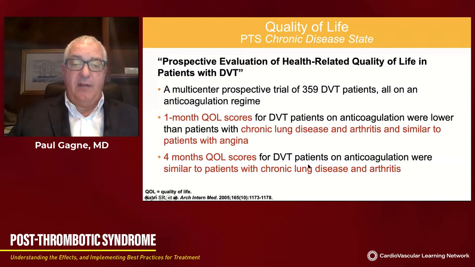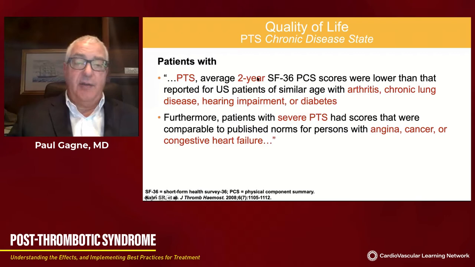When Dr. Khan looked at the quality of life at 2 years in these patients who had an acute DVT, the quality of life was on par again with chronic arthritis, chronic lung disease, deafness, and chronic diabetes. And the most severe form of post-thrombotic syndrome had quality of life scores on par with chronic coronary angina, cancer, and congestive heart failure. So post-thrombotic syndrome is often an undetected or ignored clinical problem, even when the patient is suffering from it, and the consequences of suffering from it can be severe for the individual patient.